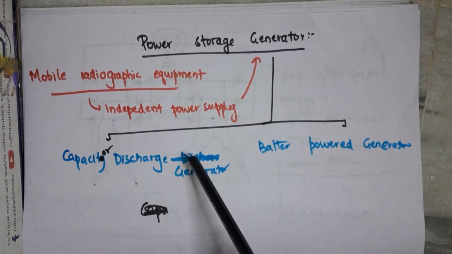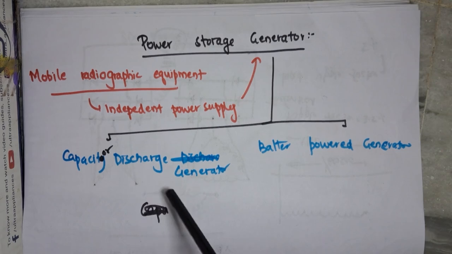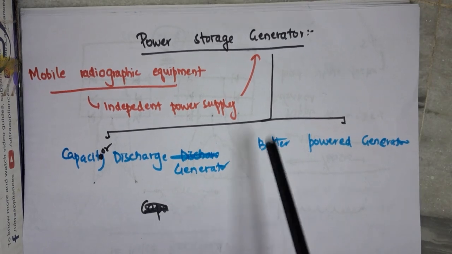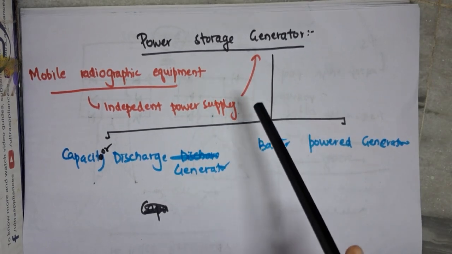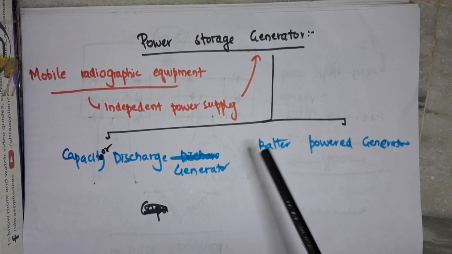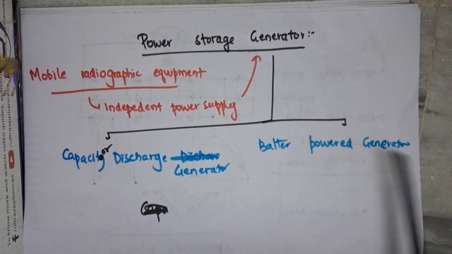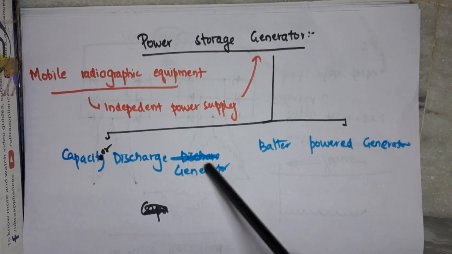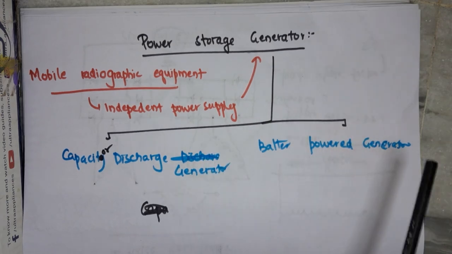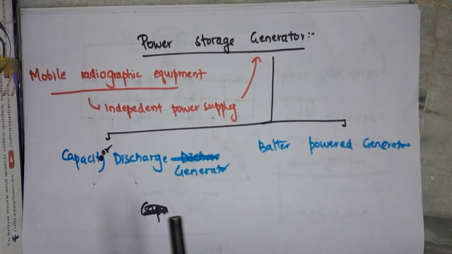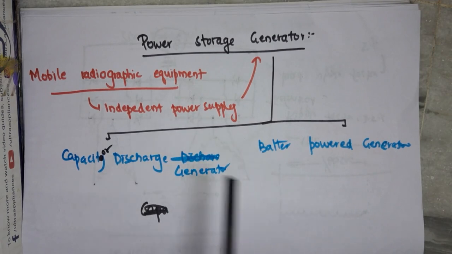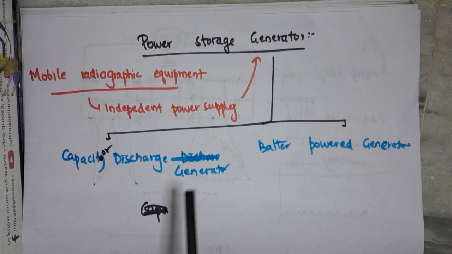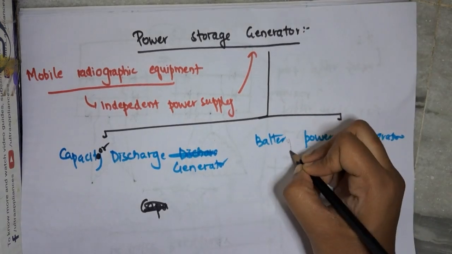So when we take normal X-ray equipment to the patient room, the power supply will not be sufficient. As a result, we have developed power storage generators which supply the power to the X-ray tube independent of the external power supply. Without any external power supply, a power storage generator can supply power to the X-ray tube. This can be done with two types of power storage generators. One, capacitor discharge generators. Second, battery powered generators. Let us learn about each of them in detail.